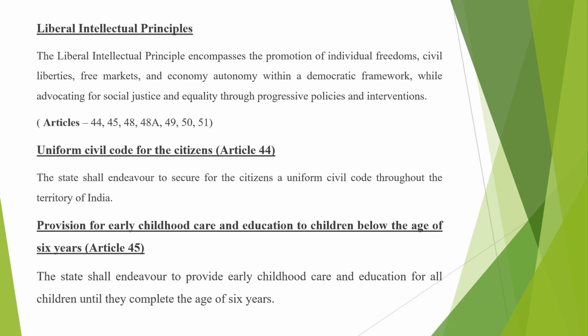By implementing a uniform civil code, the government can ensure that everyone is treated equally under the law, regardless of their religious background. It can also help modernize and streamline the legal system, making it more efficient and accessible to all citizens. So overall, Article 44 provides importance to equality and unity in a diverse country like India. By working towards a uniform civil code, the government can help create a more just and harmonious society for everyone.